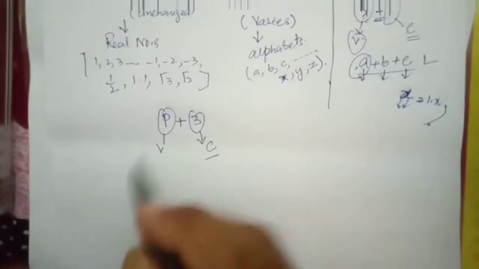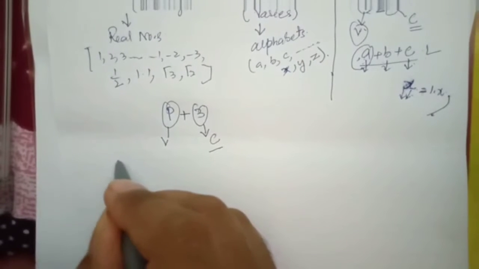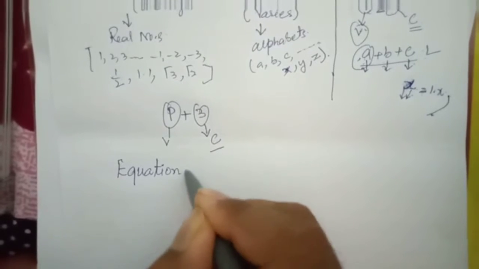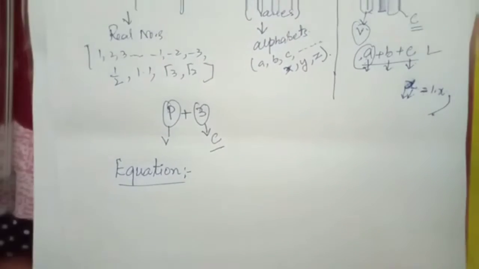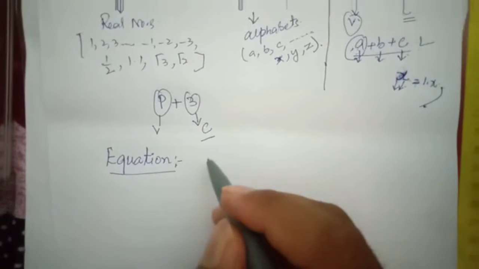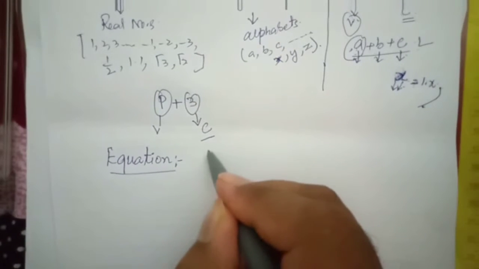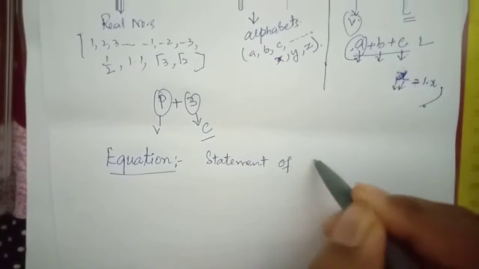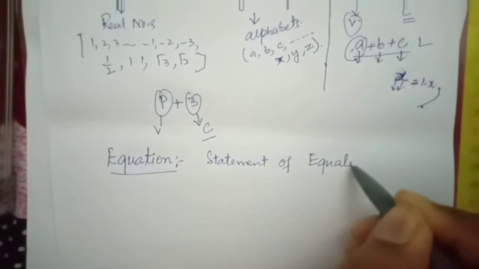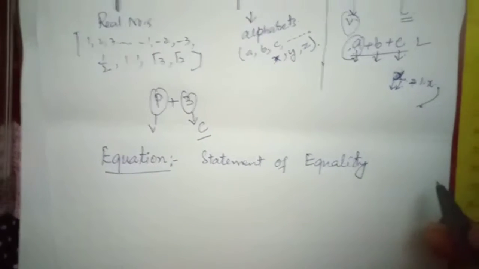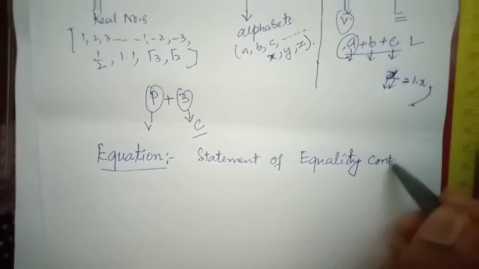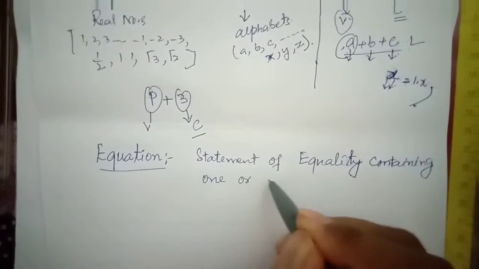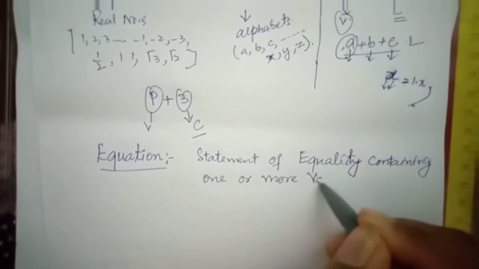Now coming to our main topic, that is the equation. Our topic is quadratic equation, but first we will try to understand what is the equation. A very common and simple definition of the equation is, it is defined as the statement of equality containing one or more variables.